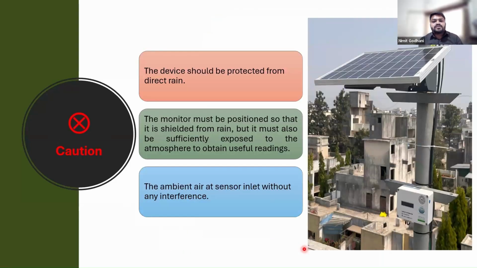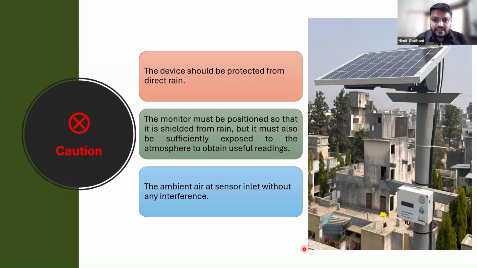Some cautions to keep in mind: the device should be protected from direct rain, because it is ultimately an electronics device, so no matter what you do, there will somehow be some effect of water damage. The monitor must be shielded from the rain, but it must also be sufficiently exposed to the atmosphere to obtain useful readings.